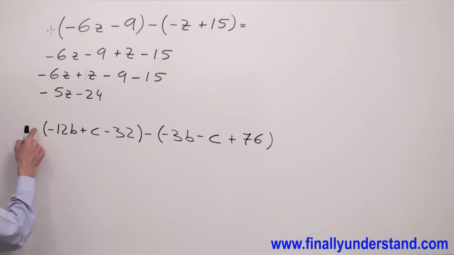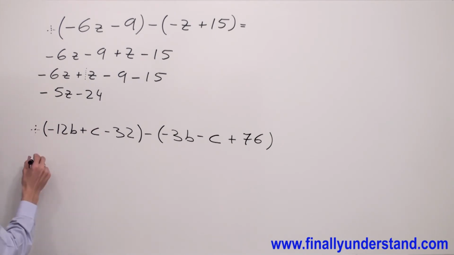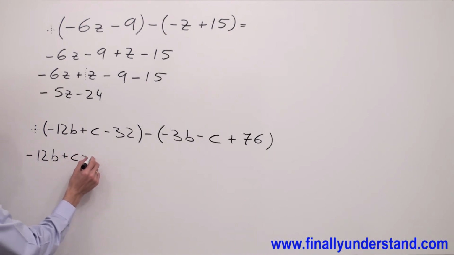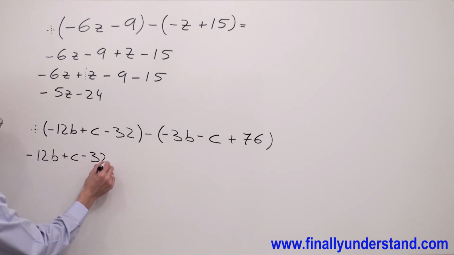Anytime I do not see any sign at the front of the parentheses, there is always a positive. Anytime I have a positive, I simply copy whatever is inside of the parentheses. I have minus 12b plus c minus 32.